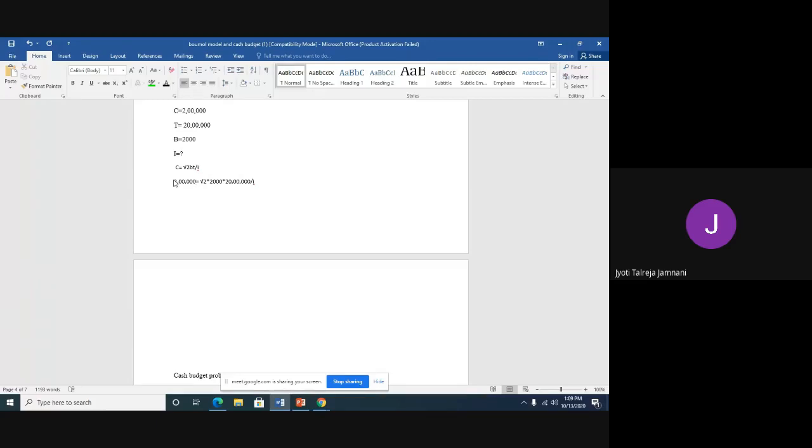Are you all getting it? Yes, ma'am. C value is given, so I have taken it as 2 lakh is equal to square root of 2 into 2000 into 20 lakh divided by I. Fine.